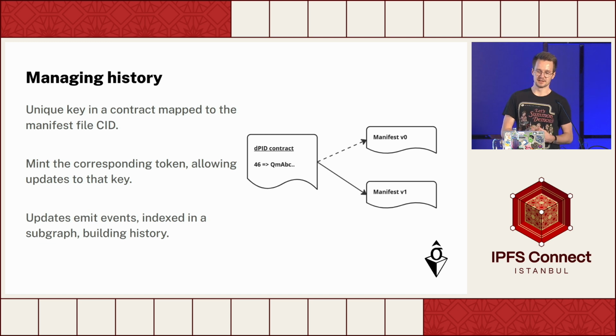The way we do this is we bind the manifest CID to a unique key in a smart contract map. So basically you mint a little access token, which gives you control over, let's say, the key 45 in a mapping. This allows you to authenticate yourself for updating the linked manifest file. When you do that, we emit an event, and through tracking these events, we can build up the history of how this publication has changed over time.